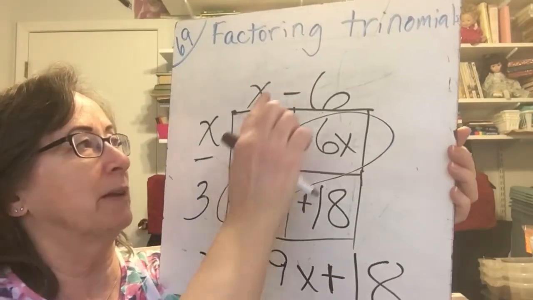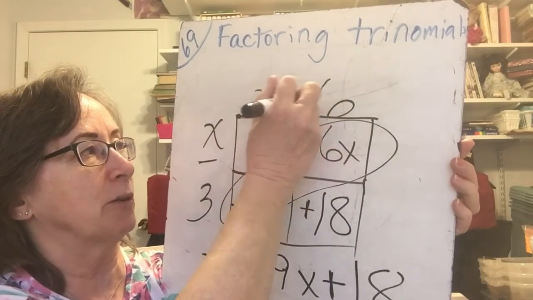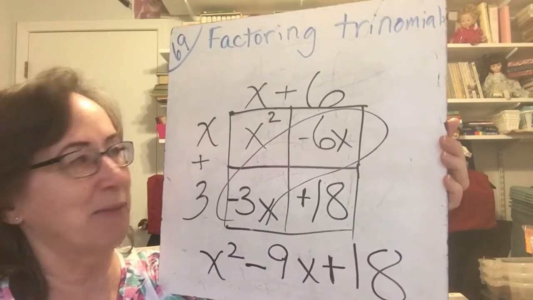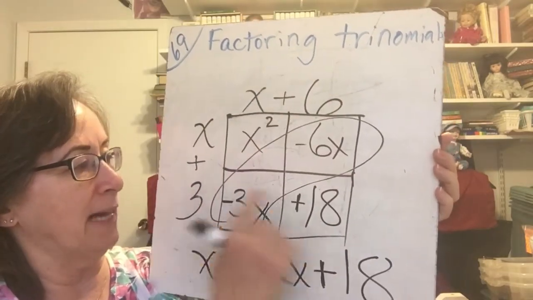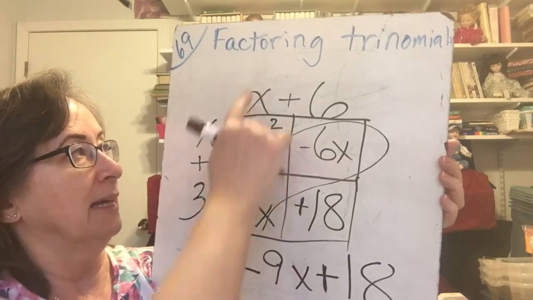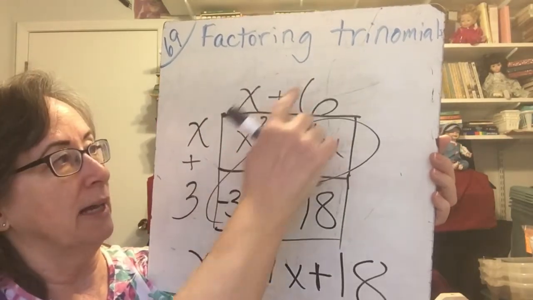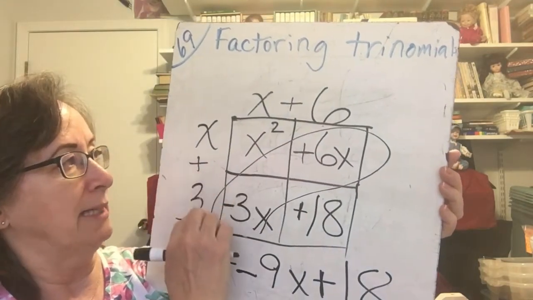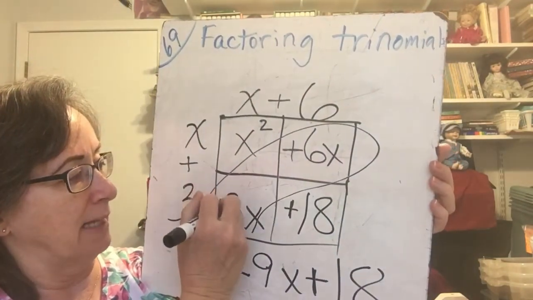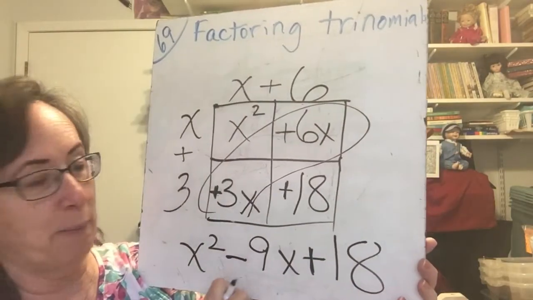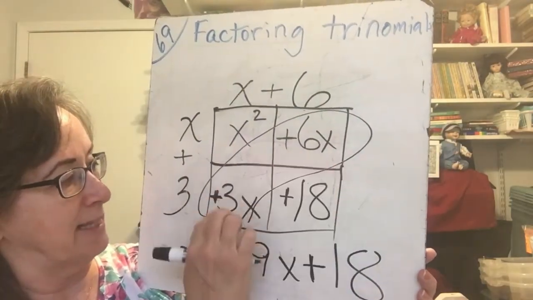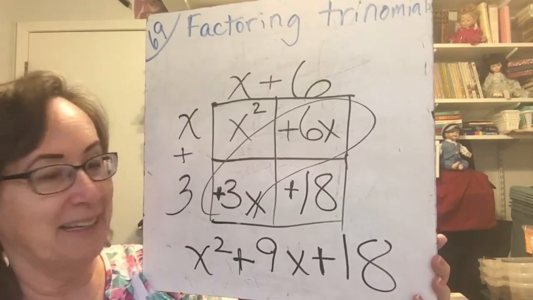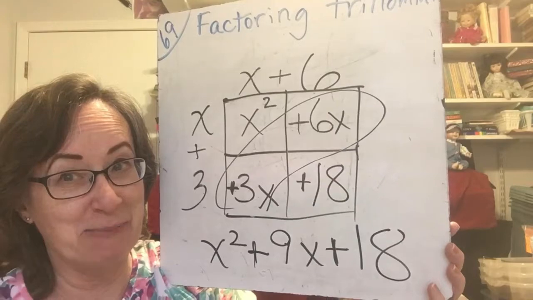The last one in the book takes this and moves it to a positive and a positive, just to see what happens. Positive times positive, positive 18. X times x, x squared. 6 times x is now a positive. Positive 3 times x is now a positive. And guess what happens? The only thing that changes is that this 6x and 3x now add to a positive 9x. Didn't change much, did it?